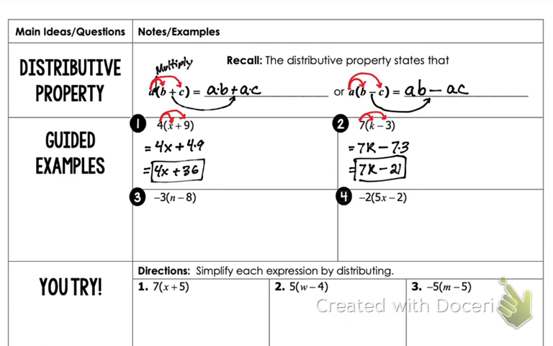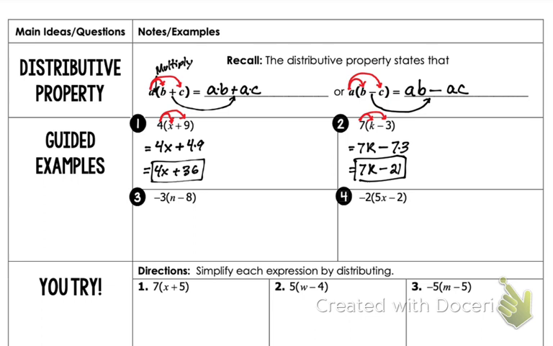For number 2, once you get 7k, you do the first number times the last number. Can you say that one more time? So we have 7 times 3, right? Which gives me 21. Yeah, we always have to do it by the first thing and then by the next one. It always has to be in that order.